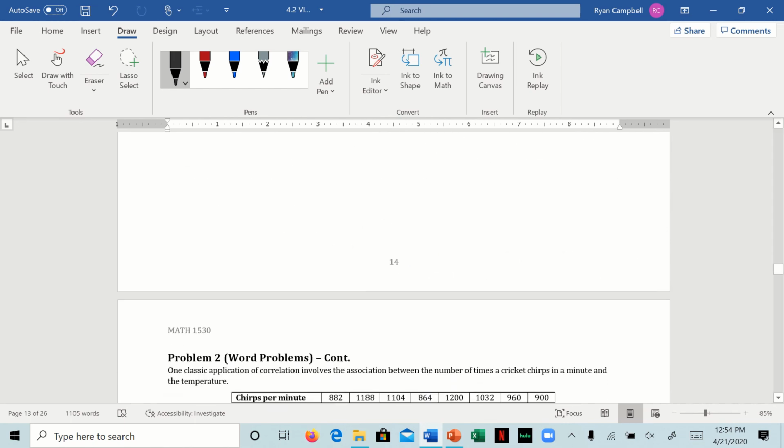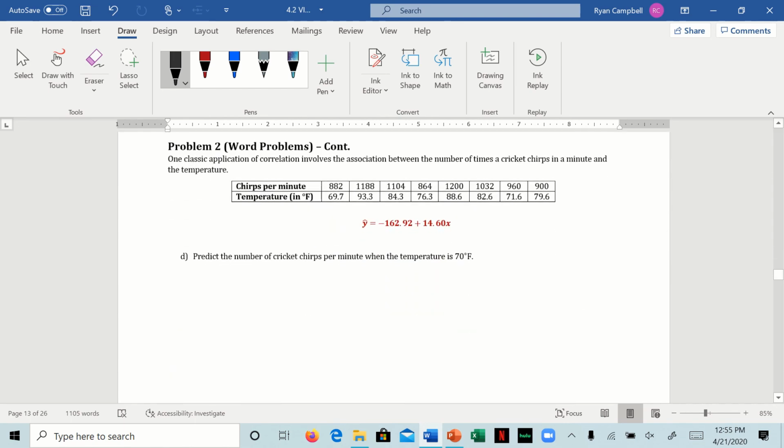All right, let's go back and do problem number 2, part D and E. So remember we said that the temperature was L1, the number of cricket chirps was L2. So you'll need to go back and plug all that back into your calculator. Why would you need to do that? Because we're trying to predict. What do we have to ask ourselves? What's the super secret question? Predict. We have to ask ourselves, is it a linear correlation?